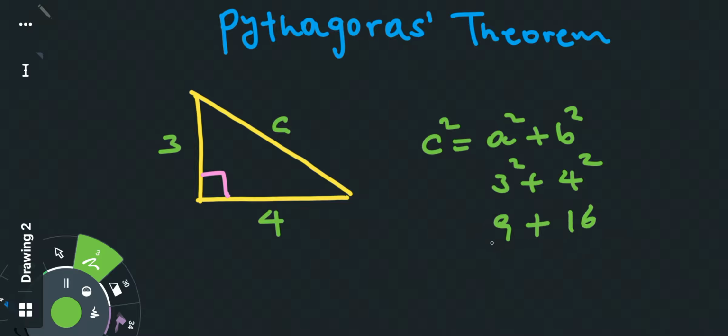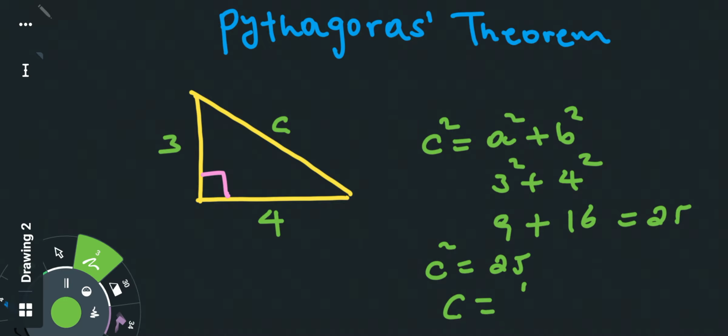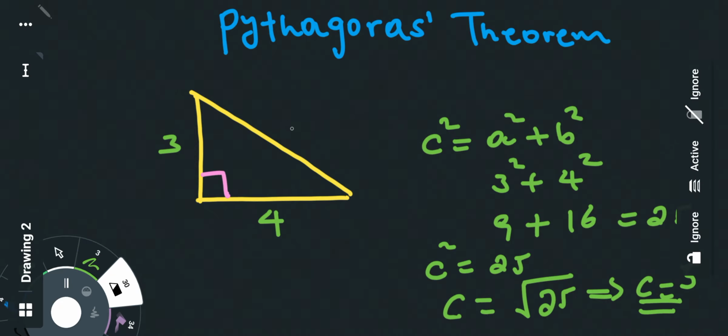So when we add this, we find 25. So C square is equals to 25. We can take the square root of both sides, and then we find C is equals to square root of 25, which is C is equals to 5. So we can do here 5.